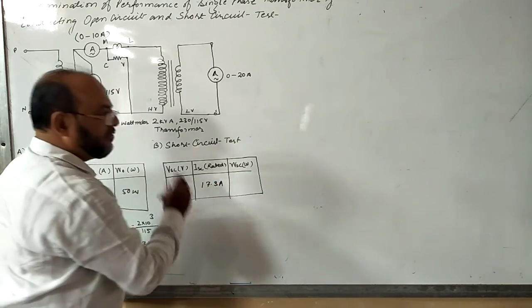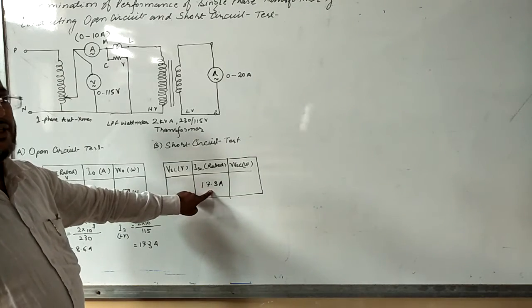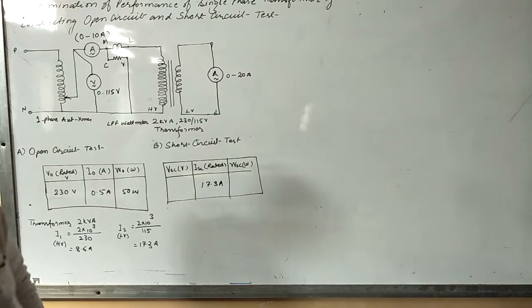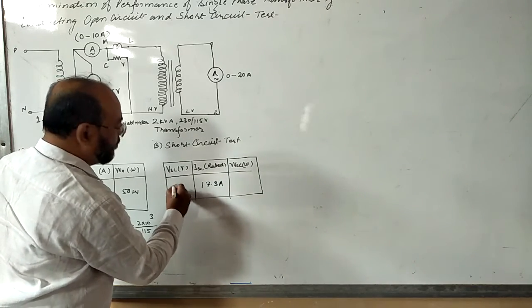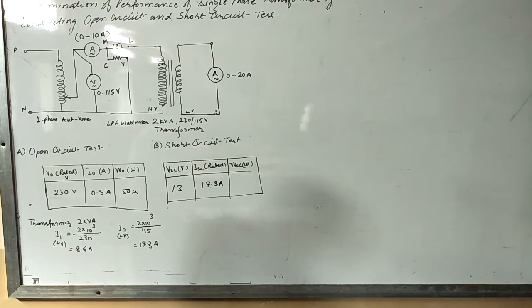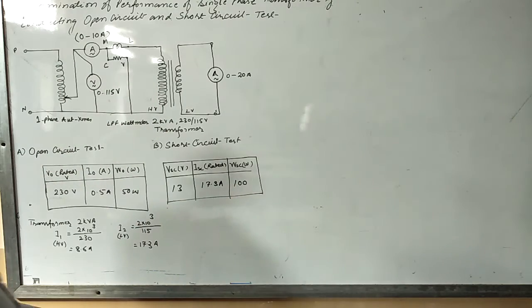17.3 is the rated current. We have to increase the voltage till it circulates 17.3 ampere. Say the voltage is 13 volt, and at the same time the power is 100 watt. So this is the short circuit test on the transformer. Okay, so this is the test we are doing.